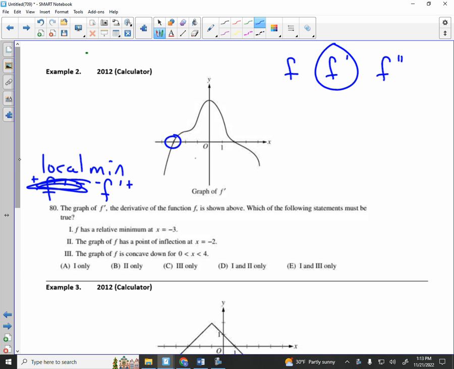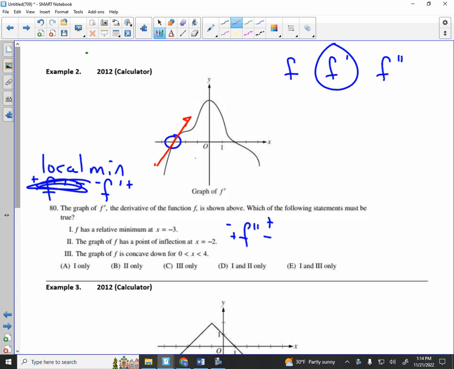The graph of F has a point of inflection at x equals -2. Remember, inflection is where F double prime changes from negative to positive or positive to negative. So if you're looking at the graph of F prime, what would we draw to show F double prime?